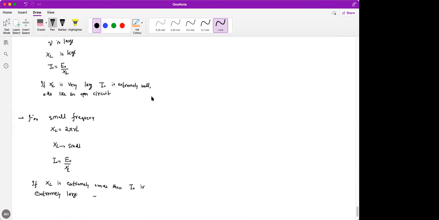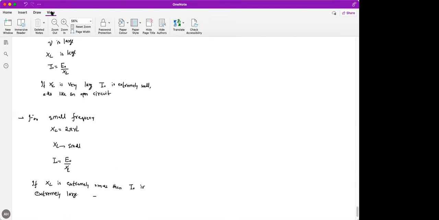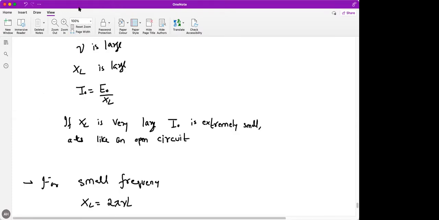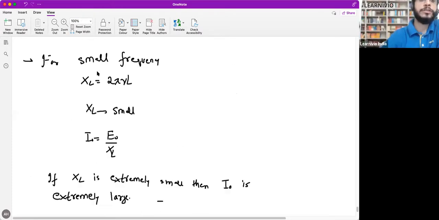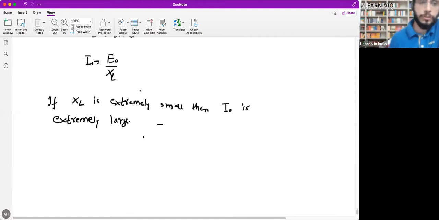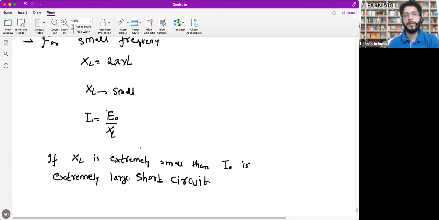Okay, so if your current is extremely large, then it will act like there is no resistance. Extremely large, no resistance. Or you can say it will behave like a short circuit. So these are a few conceptual questions one can get on the inductor.